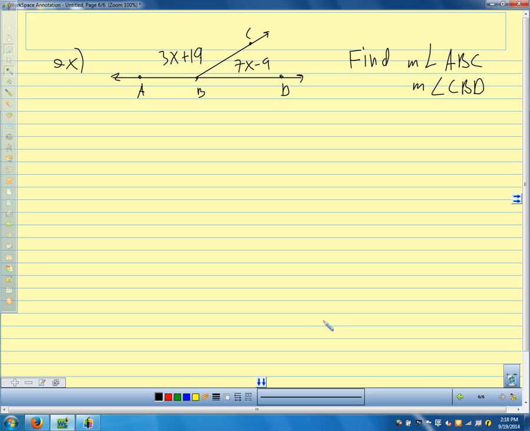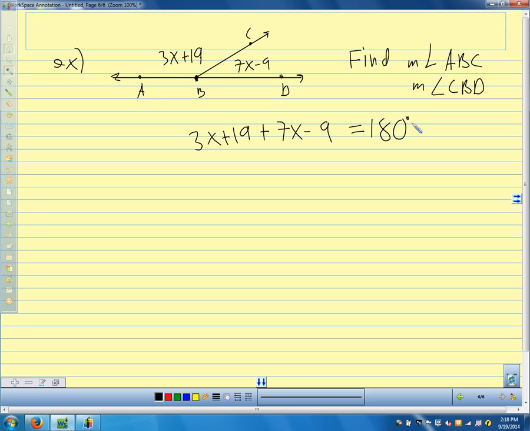This is all they give us. So what do we do? What do we know? What do we know about these two angles? What do they form? They're supplementary. They're a linear pair. They add to 180. So what does that tell us to do with these things? Add them together, and that equals 180 degrees.